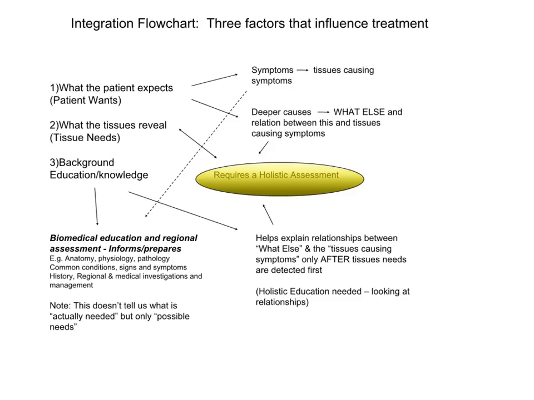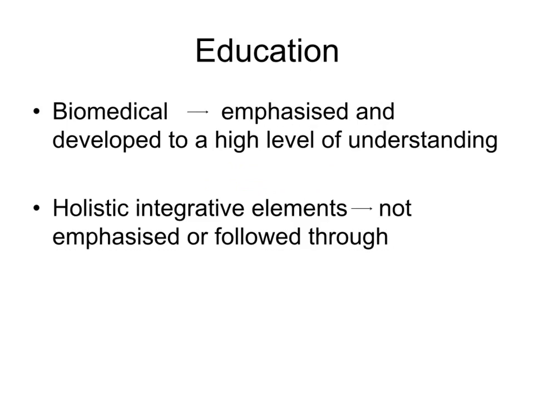However, once we find what's happening from a holistic assessment, and we know what else is present, this together with other information from our holistic assessment, the history and our biomedical education, can render that all more meaningful by explaining the relationships between what else is happening and the tissues causing symptoms, after we've found the problem first. In this way, it links actual findings with background education and patient expectations. But in order to assess holistically, it helps to have a holistic education.